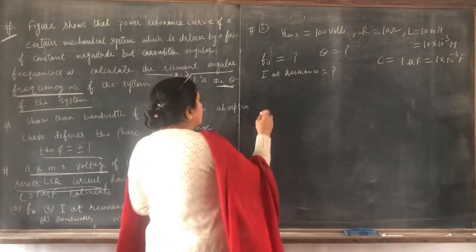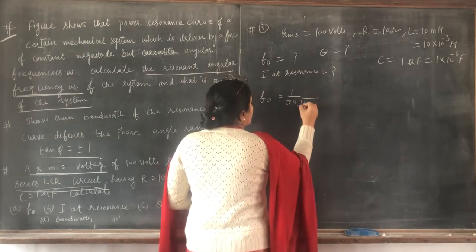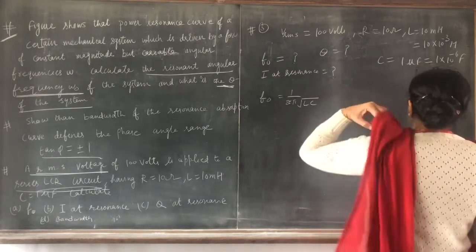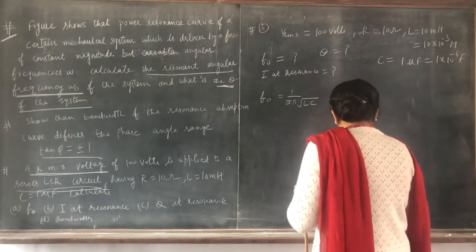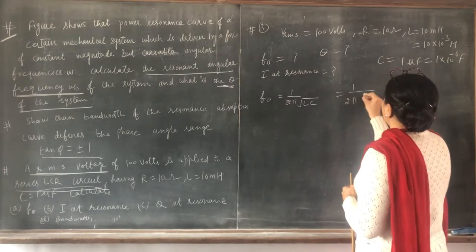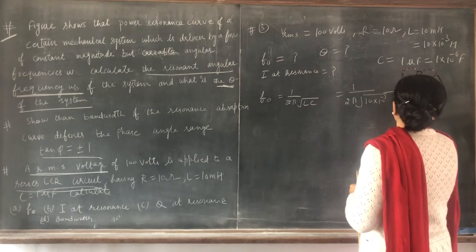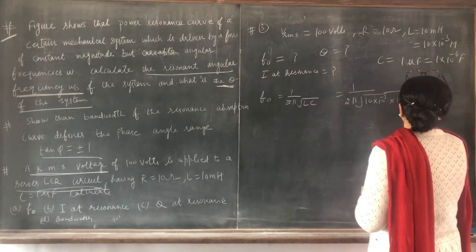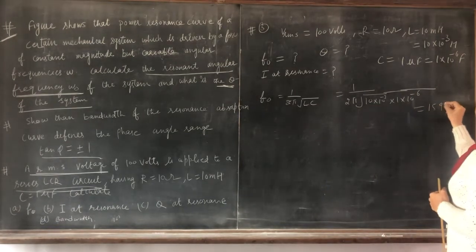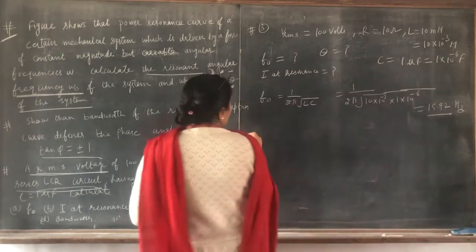You can find out easily. F naught is equal to 1 over 2 pi under root LC. Put the value of L, 10 into 10 raised to power minus 3, and C, 1 into 10 raised to power minus 6. When you solve it, it becomes approximately 1592 hertz. So this is the frequency.